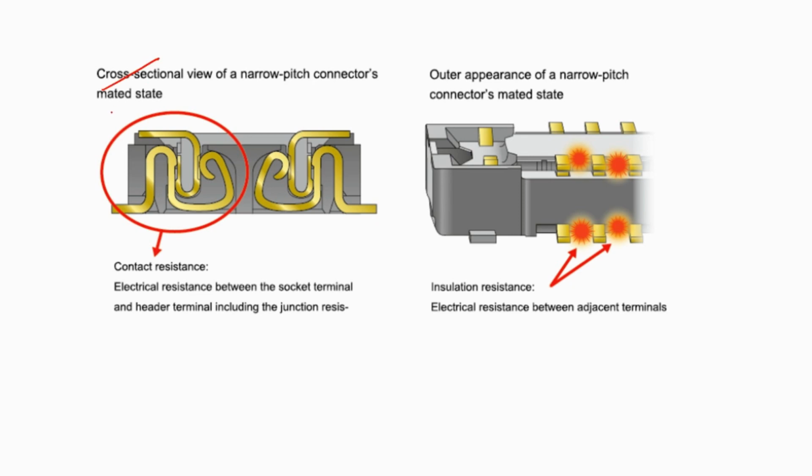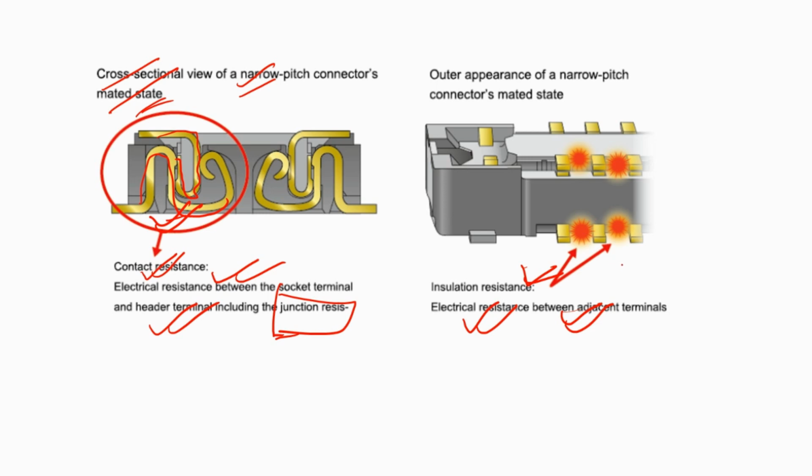So here, what I'm trying to show you is the cross sectional view of a narrow pitch connector in mated state. So this is the cross sectional view we have taken. The contact resistance is nothing but when these two connectors are mating: the contact electrical resistance between socket terminal and header terminal, including the junction resistance. Okay, this is the mated view of the particular connector terminals. And here also the insulation resistance, the electrical resistance between adjacent terminals, should be minimal. Insulation resistance should be such that it does not break down, between these two terminals.